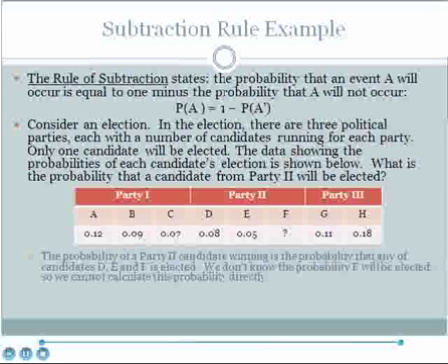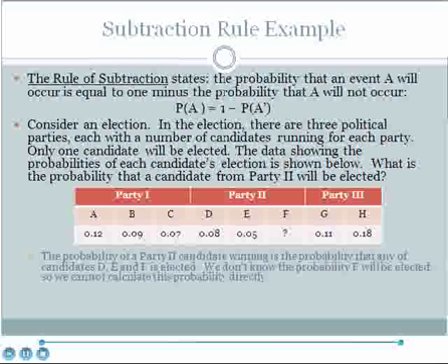Imagine that there is an election in which there are 3 political parties, each with a number of candidates running for each party. Only one candidate will be elected. The data shown on the page shows the probabilities of each candidate's election and which party each candidate is in. What is the probability that a candidate from Party 2 will be elected?